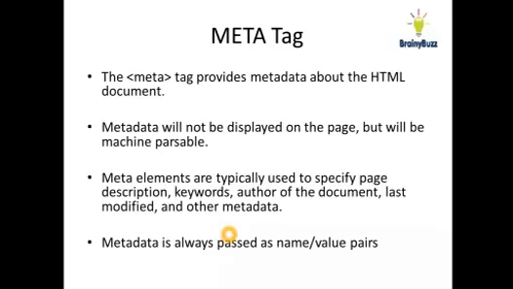The meta tag basically provides the metadata about your HTML document. It will not be displayed on your HTML page, but it will be parsable. These are basically used to specify the description, the keywords, the author of the document and other metadata. This is basically passed as name value pairs.